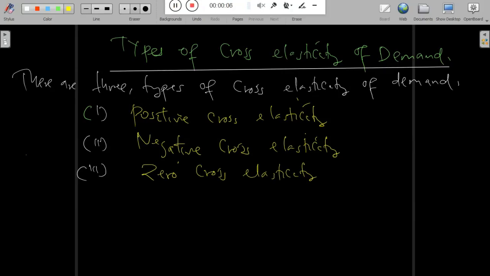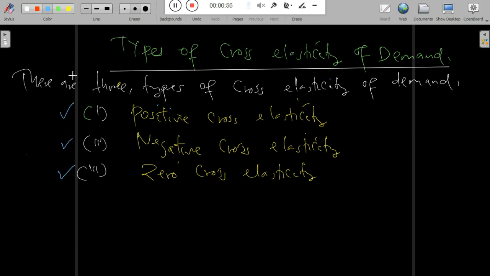Types of cross elasticity of demand. So we are going to talk about the types of cross elasticity of demand. As I told you, cross elasticity of demand represents the degree of responsiveness of change of demand of a commodity due to a change of the price of its substitute. So there are different types of cross elasticity of demand.